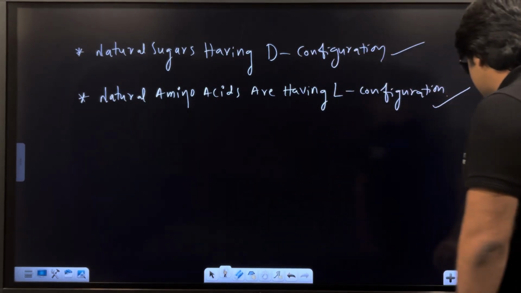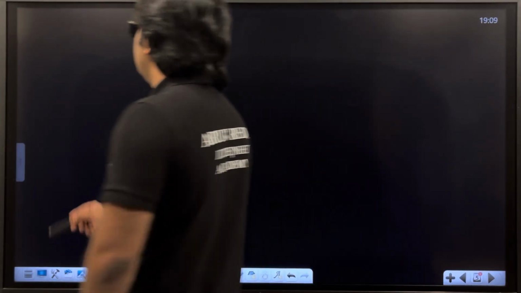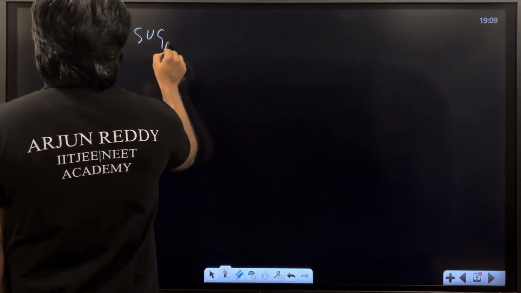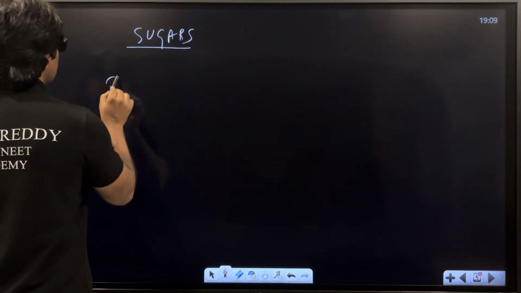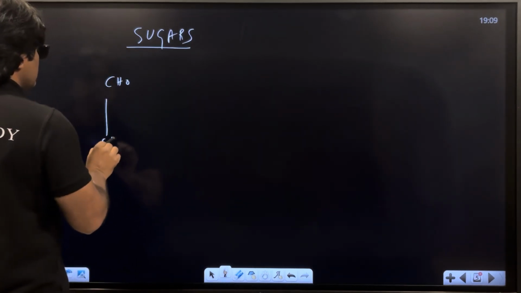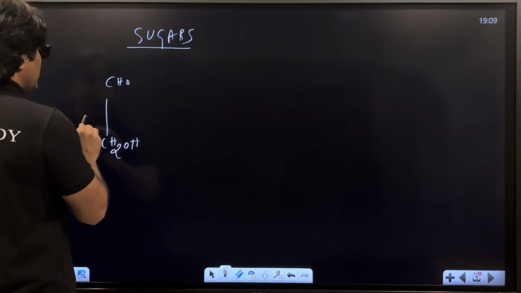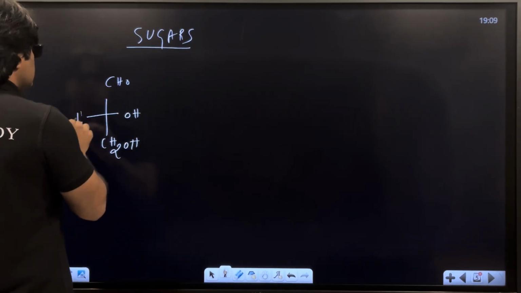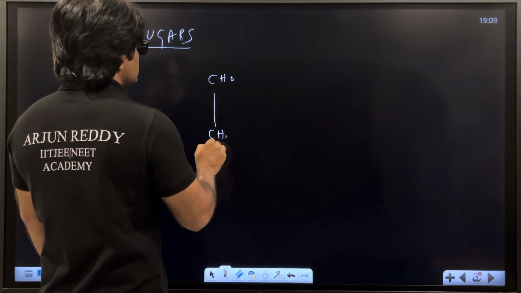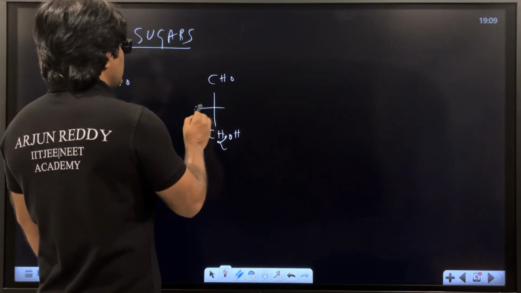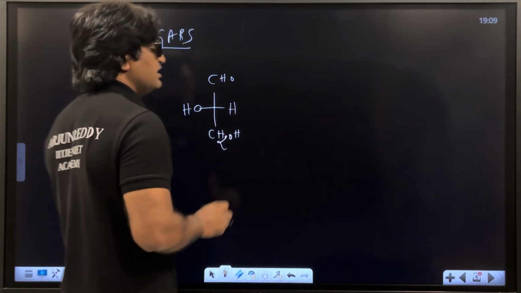Now let me start with sugars. The reference molecule is glyceraldehyde. I am going to write the structure: CHO, CH2OH, with OH and H. Another molecule I am taking: CHO, CH2OH, with OH on the left side and hydrogen on the right side.